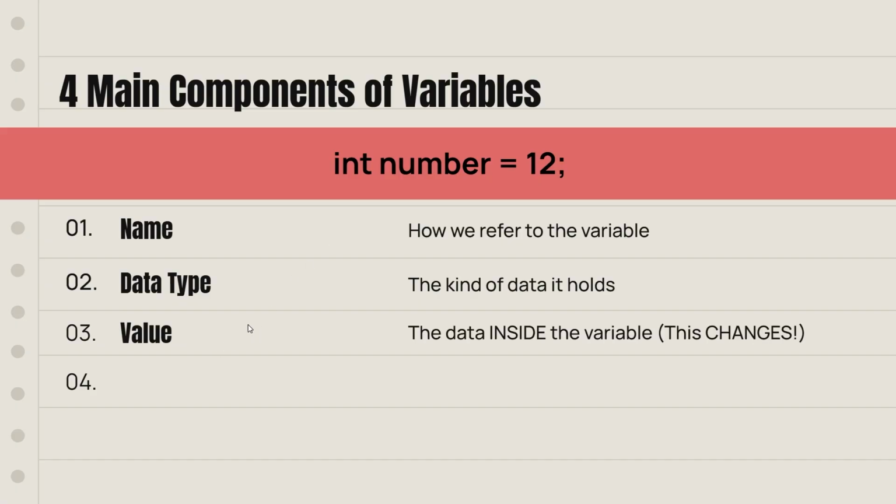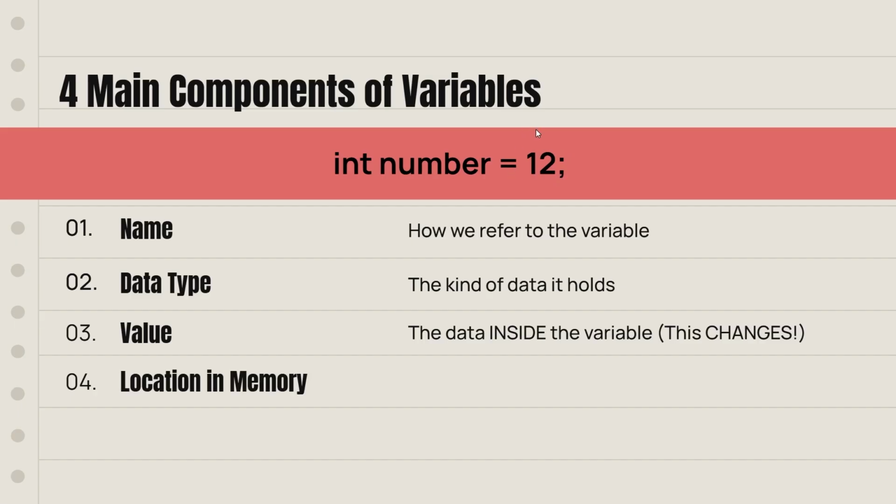Thirdly, you have the value. This is the actual data inside the variable. And as per its name, this can often change. The value of number here is 12. It is what goes on the right side of the assignment operator, which is the equal sign. So we are equating the name number to hold the value of 12 inside of it.